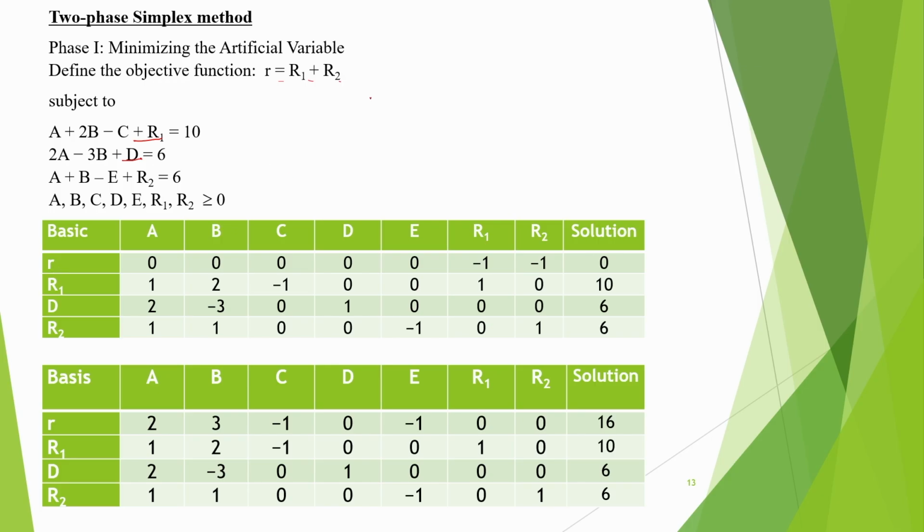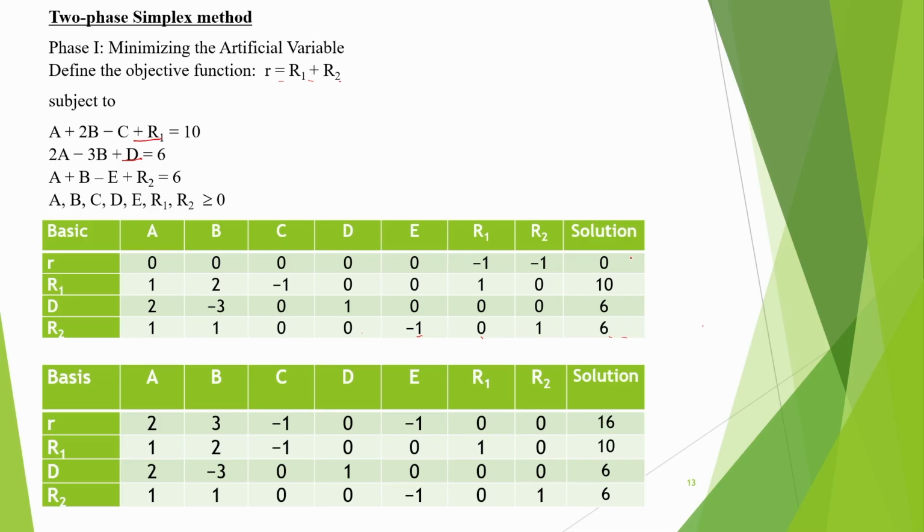And we make the table, minimize R is equal to R1 plus R2. So, R's coefficients are 0, 0, 0, everything 0, R1's coefficient is minus 1, R2's coefficient is minus 1, and the R1 row has been written like this. Then the d row has been written like this, and the R2 row has been written last, with c's coefficient 0, d's coefficient 0, e is minus 1, R1's coefficient is 0, R2's coefficient is 1, and this is equal to 6. So, we have done that type of thing.